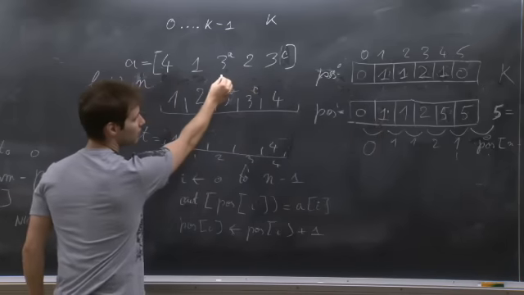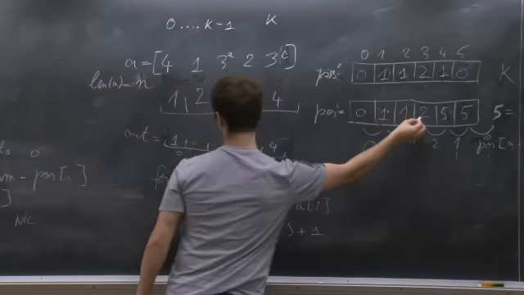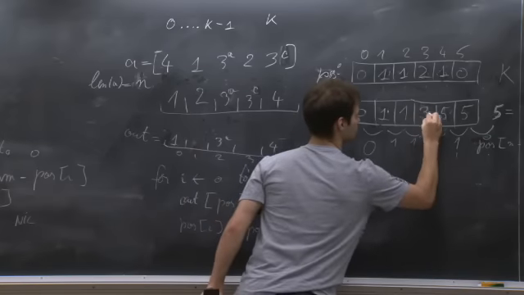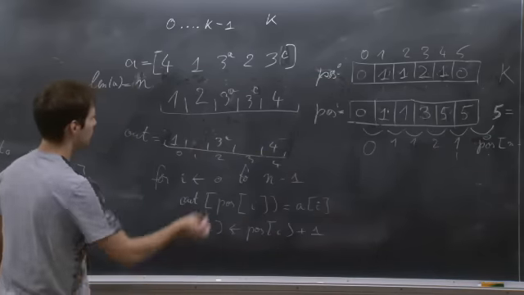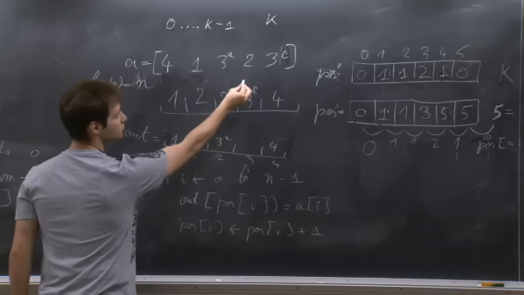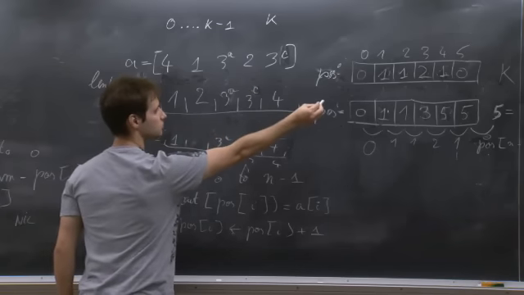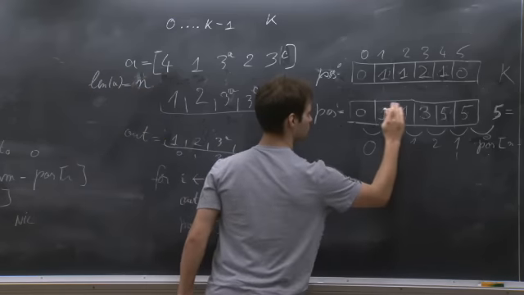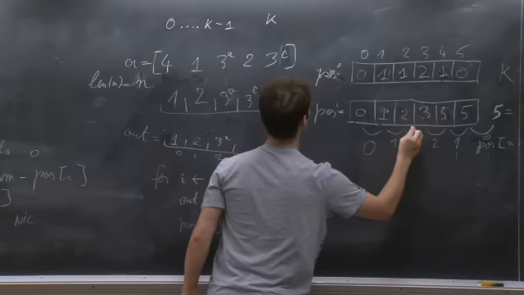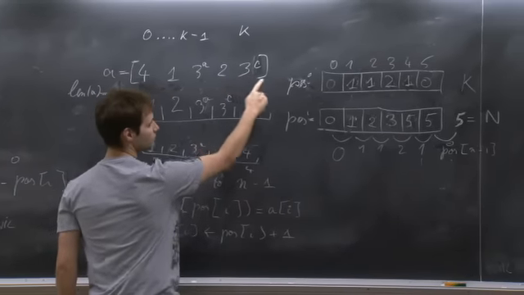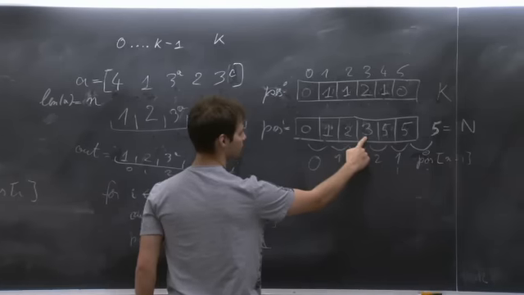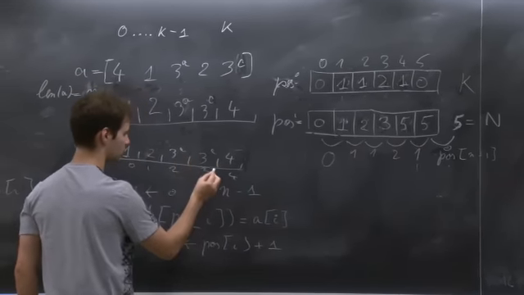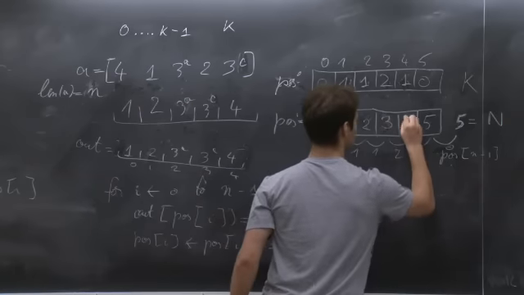Then I get to 3a. I look at pos of 3. It says 2. So I'm going to write 3a here and increment this. Then I get to 2. Pos of 2 is 1. So I write 2 here. Pos of 2 becomes 2. Then I have 3c, which is pos of 3 is now 3. It's not 2 anymore. So yay, I'm not overriding 3a. That's good. And this becomes 4.